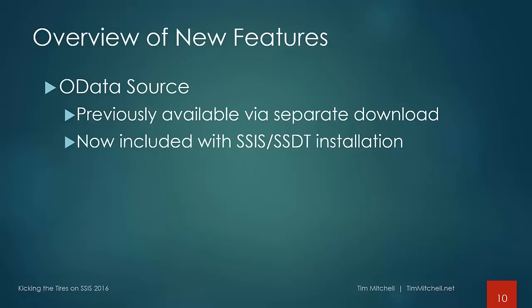There is a new addition to the default tool set in 2016 where it does include the OData source built into the native install. You could get this in older versions, I know at least in 2014 and I believe in 2012 as well. There was a separate install for the OData source, and you could separately download that from Microsoft and install that on every server and on every development machine that you needed to use it for. In 2016, that's baked right in, so you don't have anything extra to do on that.